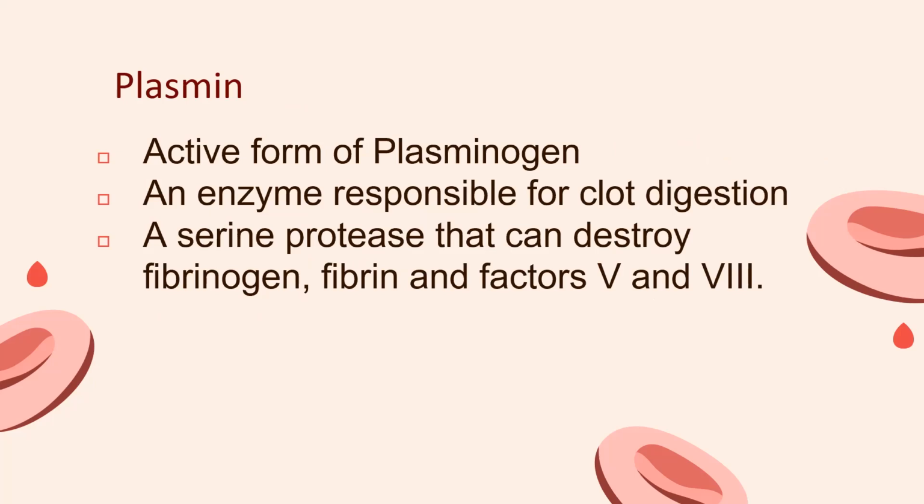Again, plasmin is a serine protease that digests your fibrin clot. This is the active form of plasminogen, an enzyme responsible for clot digestion. It can destroy fibrin, and factors 5 and 8 as well. So it doesn't only work on fibrin, it also works on factor 5 and factor 8. Factor 5, we know, is involved in the common pathway. If you don't have factor 5, your clot can't be formed.